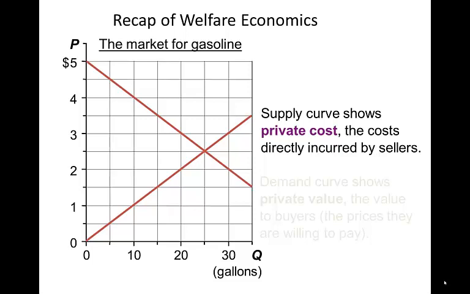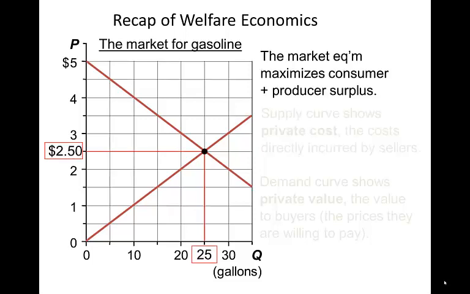The supply curve, on the other hand, shows the private costs. The supply curve traces the willingness to sell. That's basically the lowest price that sellers would be willing to sell for a certain quantity of gasoline. That is the private cost. Before this lecture, we've basically been talking about situations where the costs and the benefits to society as a whole are just the private costs and the private benefits. Then we have our market equilibrium where the supply and demand curves cross, and that is the equilibrium that maximizes consumer and producer surplus under this setup.